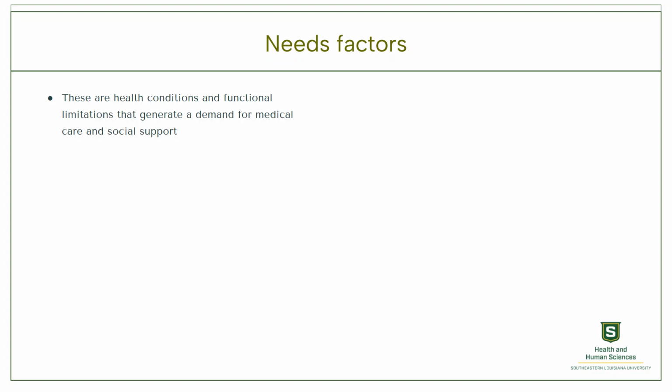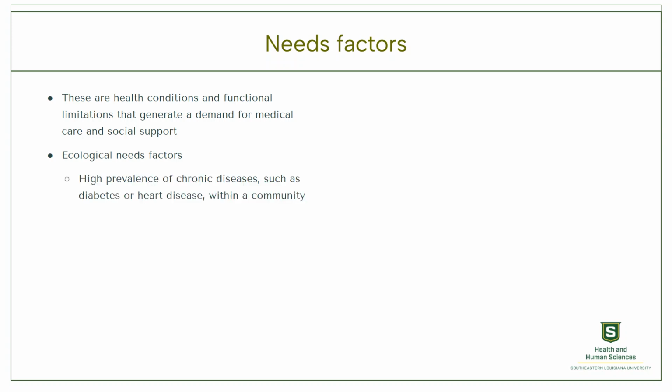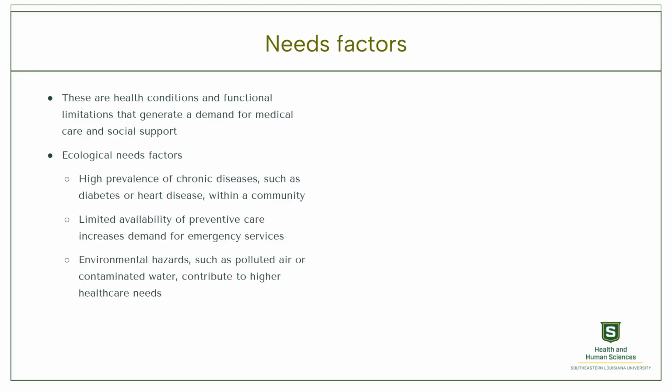And finally, talking about the need factors, these are health conditions or functional limitations that generate a need for medical services or social support. Examples on the ecological side are things like having a high prevalence of chronic conditions, having limited availability of preventive care, thereby leading to increased demand for emergency services, and then environmental hazards like polluted air and contaminated water that create a need for higher healthcare use.